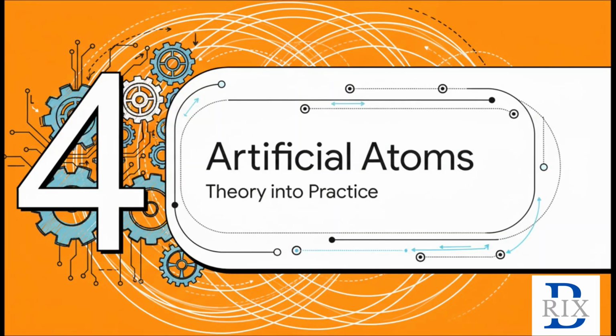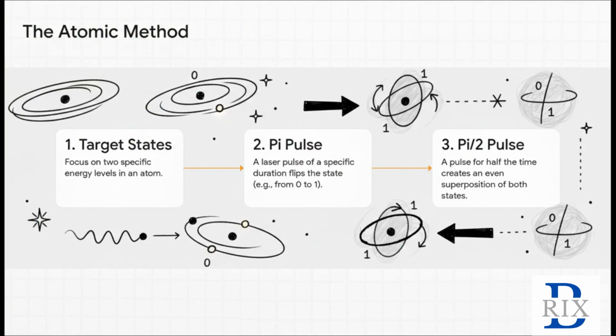So this all sounds great in theory, but how do we actually create and control these bizarre states in the real world? It's not magic, but it is some incredibly precise engineering. Well, one way is to use actual atoms. Scientists can isolate an atom and then target two of its specific energy levels to act as our 0 and 1. Then, a precisely timed laser pulse, called a pi pulse, can flip the atom from state 0 all the way to state 1. Think of it like a 180-degree turn.